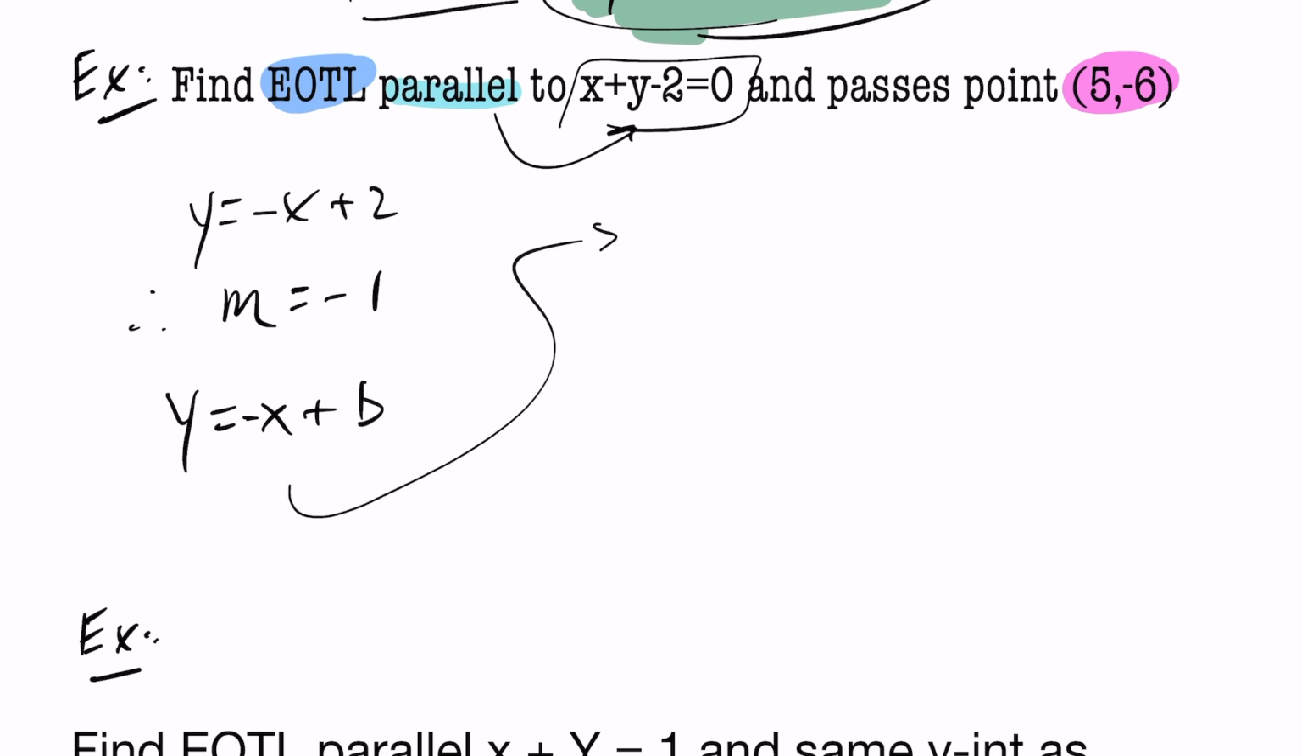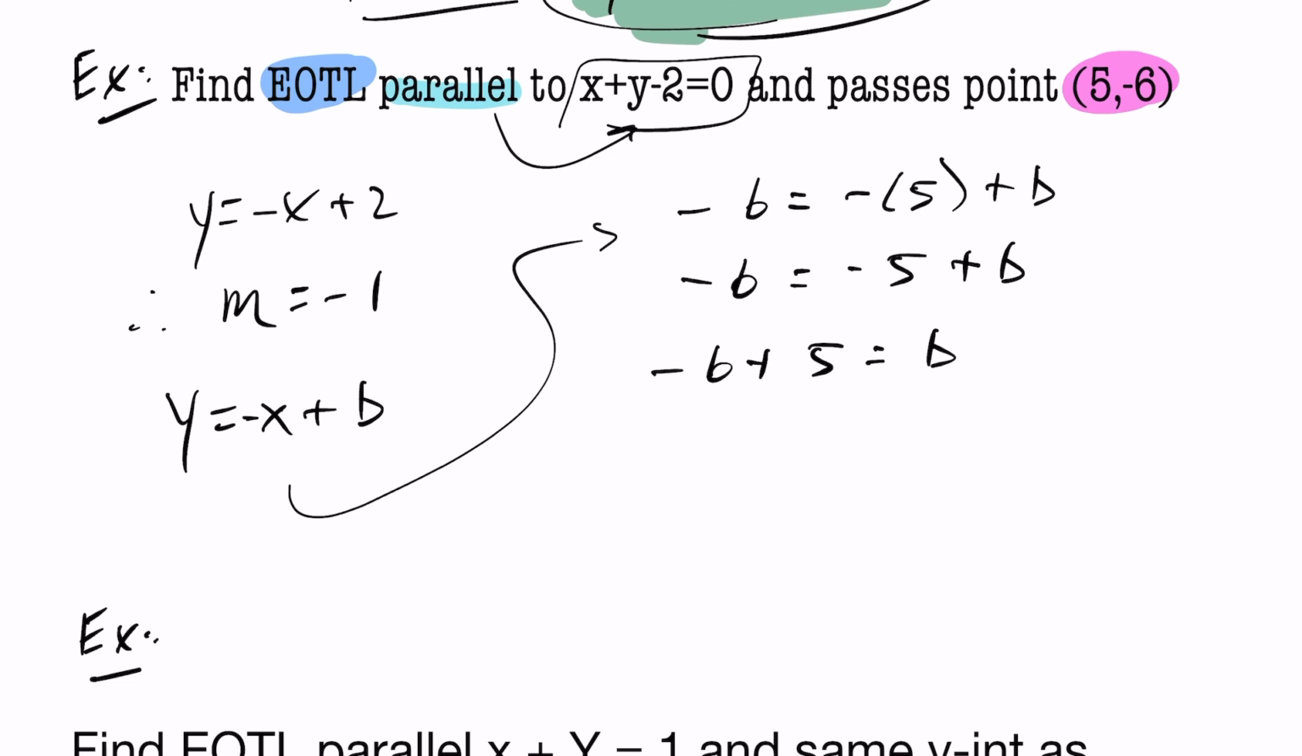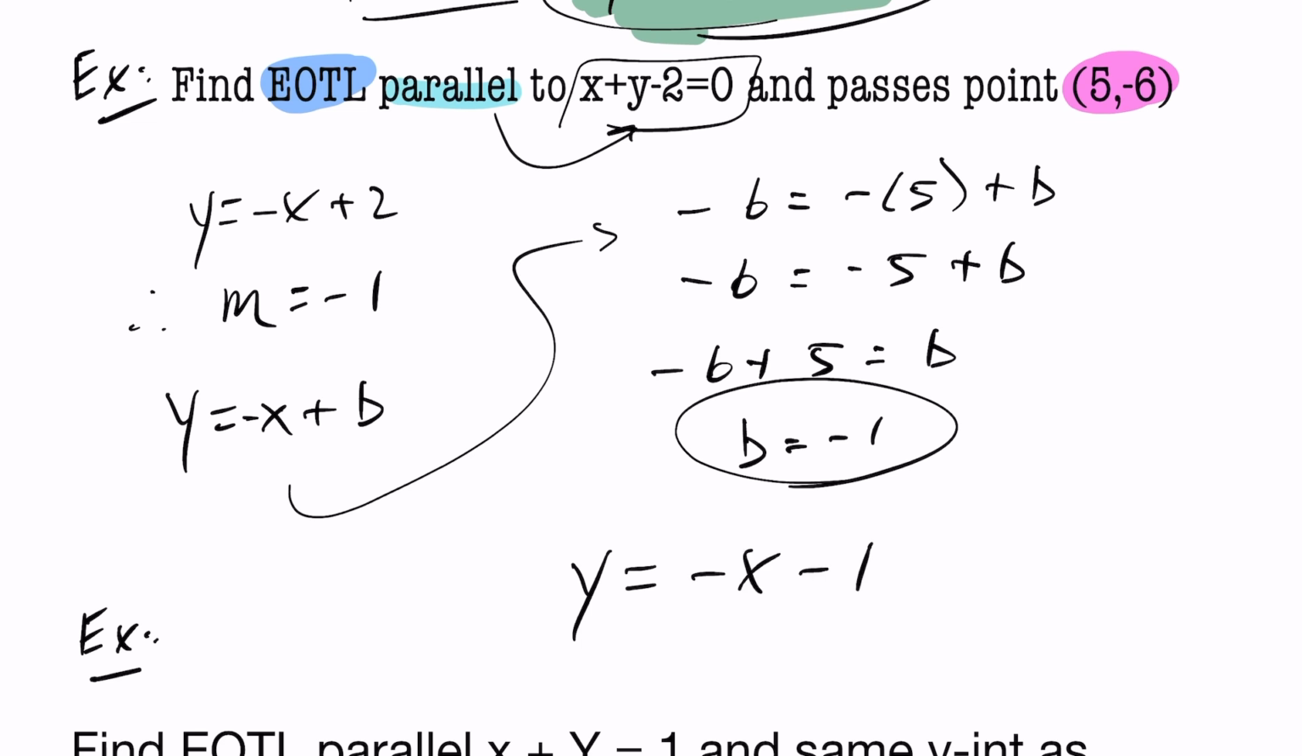And now I can substitute that point in. So get rid of the y, change it to a negative 6. Get rid of the x and change it to a 5. And I get negative 6 equals negative 5 plus b. And I get negative 6 plus 5 is b. And b is minus 1. So putting this together, you get y equals negative x minus 1.